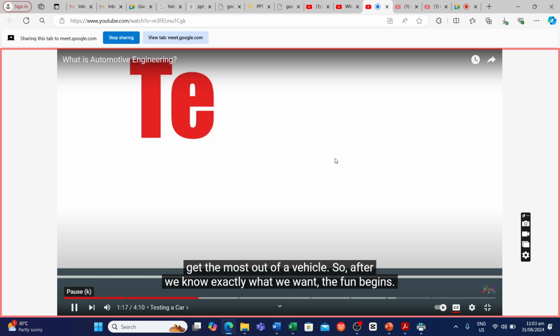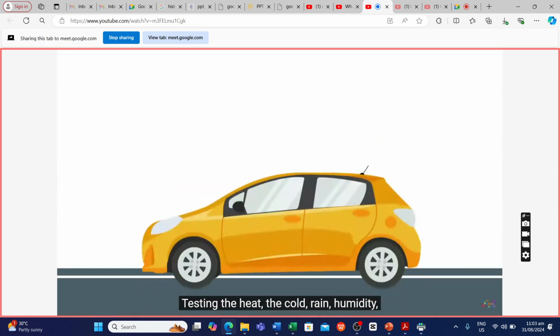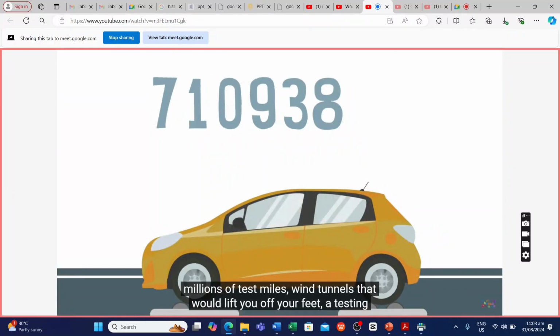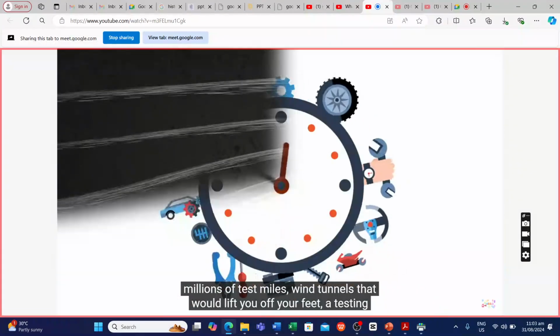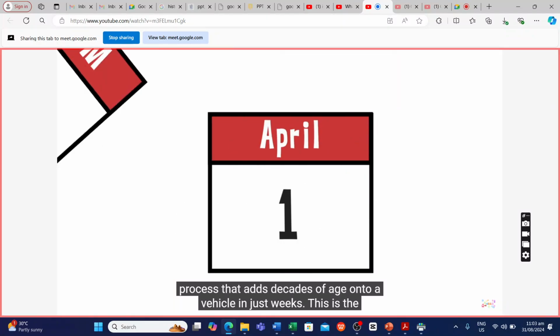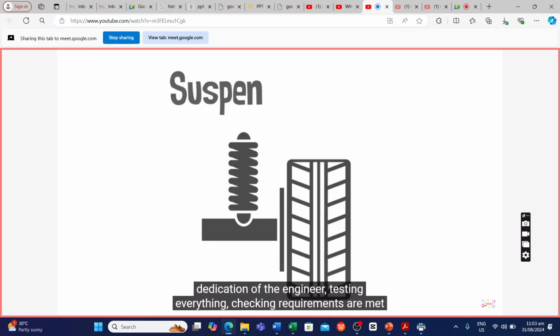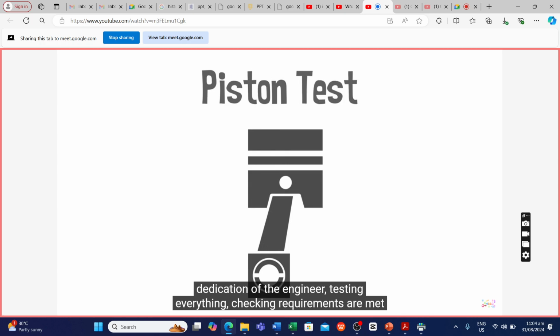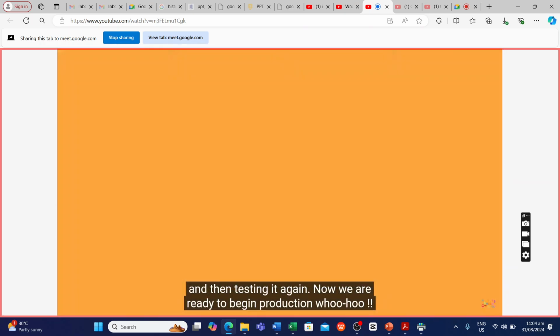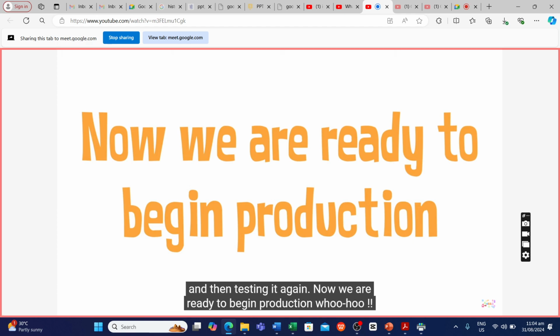So, after we know exactly what we want, the fun begins. Testing the heat, the cold, rain, humidity, millions of test miles, wind tunnels that would lift you off your feet. A testing process that adds decades of age onto a vehicle in just weeks. This is the dedication of the engineer. Testing everything. Checking requirements are met, and then testing it again. Now we are ready to begin production.